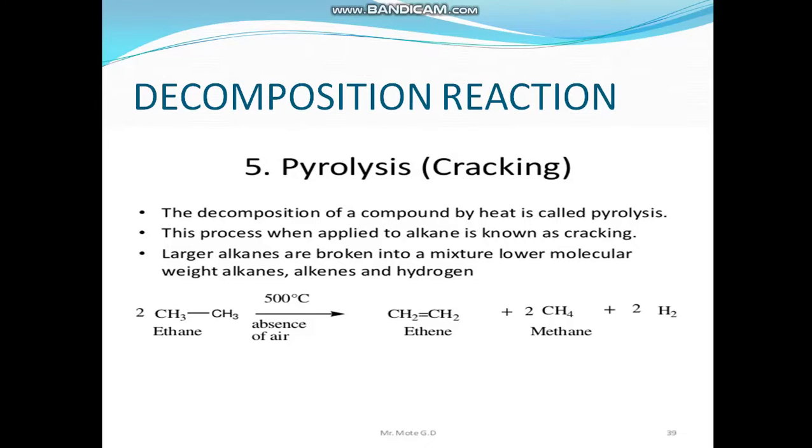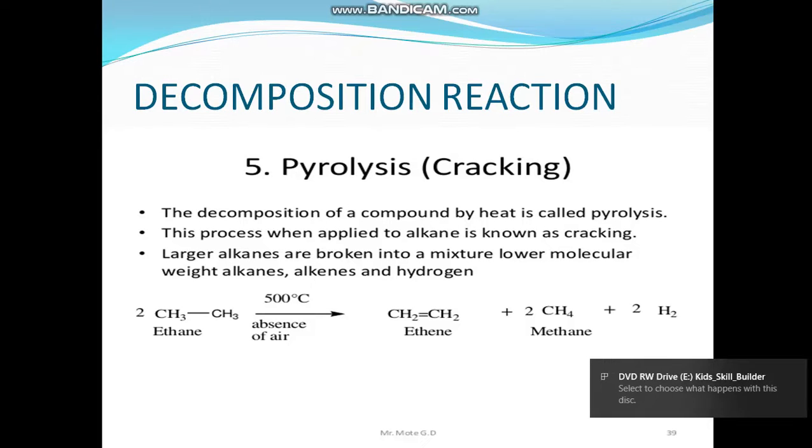Ethane, when heated in the absence of air at 500 degrees Celsius, will give rise to ethene along with methane. So a lower alkane will be formed along with the double bonded compound. And when pentane and heptane are heated, they also will give rise to one alkene and one alkane. So a lower alkane will be formed, and along with that an unsaturated compound will be formed.